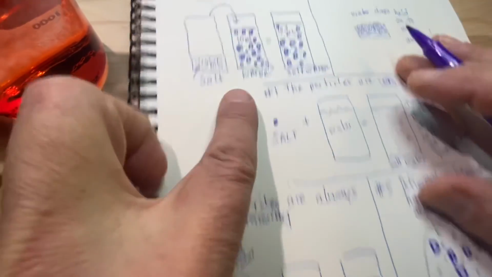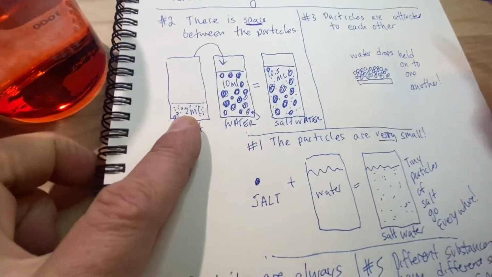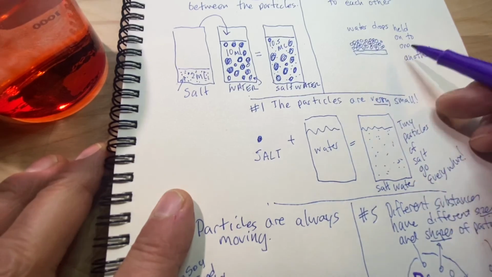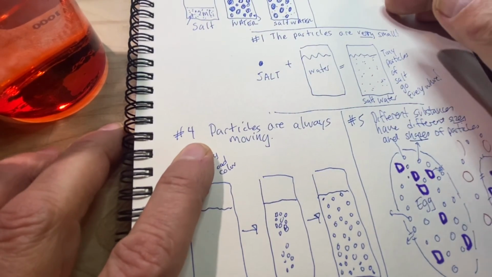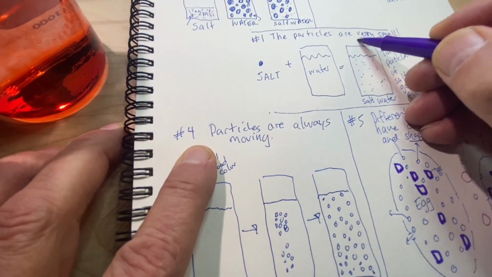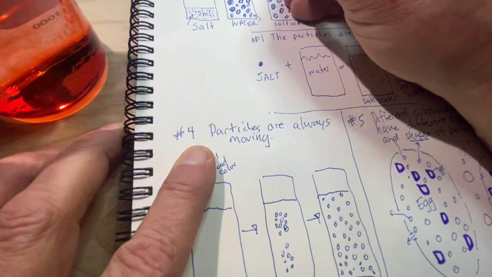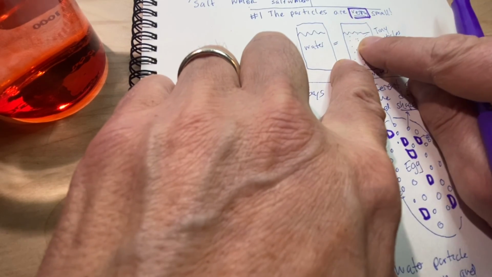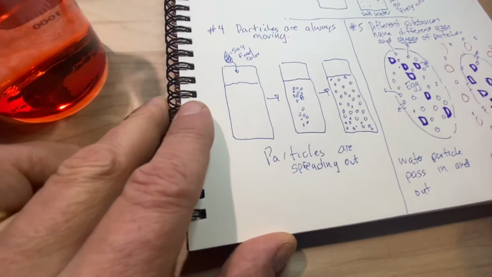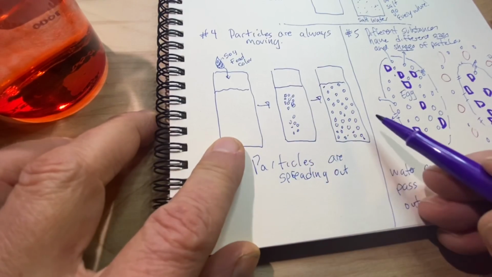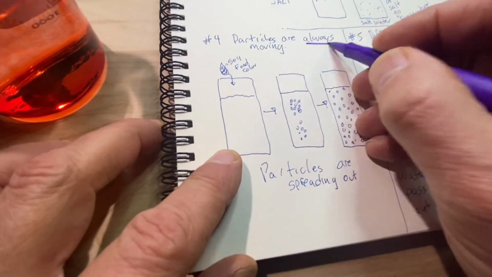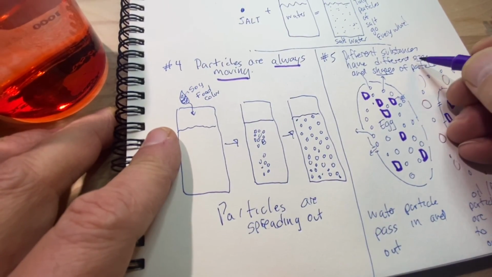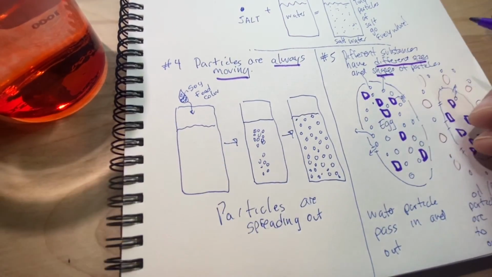Space, there's always space between the particles. Particles are attracted to each other, which is why the water drops fit together and hold together. They're very, very small because we can taste them regardless of how small they are. We can't even see them, but we can still taste them. We can see that they spread around, which means that they're always moving. And this egg experiment showed us that these things have different sizes and shapes.